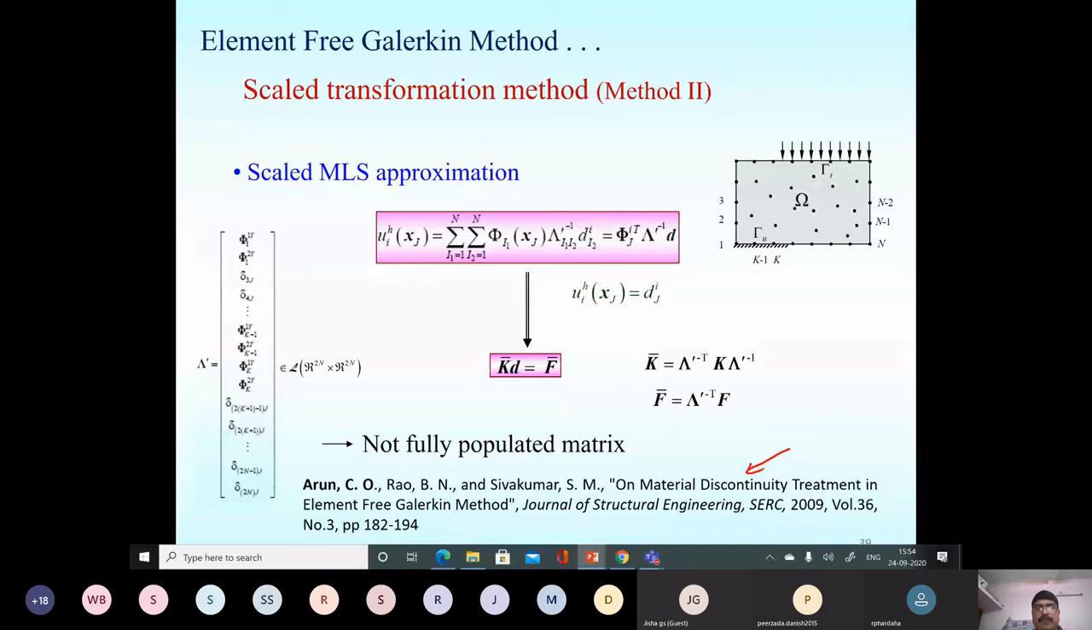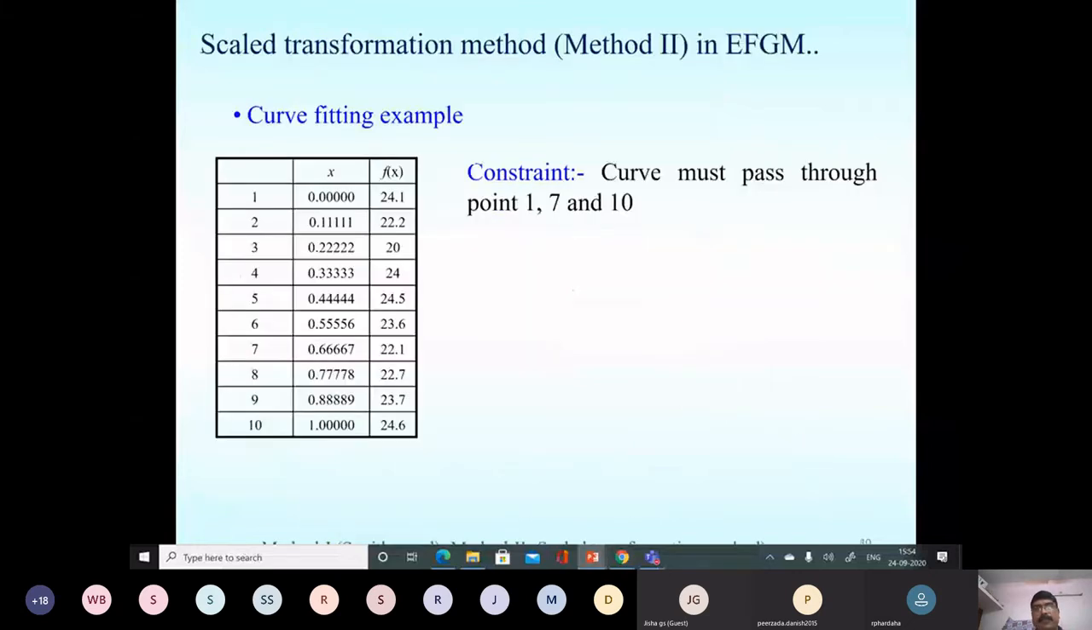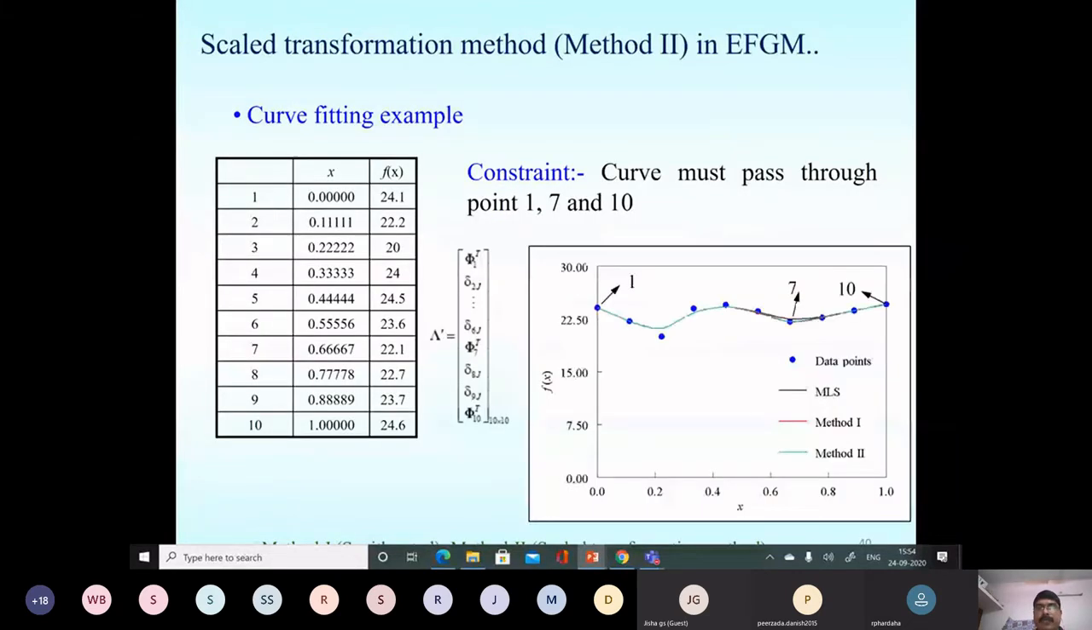And this is just to show both the methods give the same results. Okay, it's a curve fitting example. So I used MLS to fit the curve. I put a constraint that the curve must pass through 1, 7, and 10. So you can look at this point. The black line is the MLS approximation without any constraint, so it doesn't pass through that. Now, if you apply the method suggested by Sunita or our method, both will pass through.